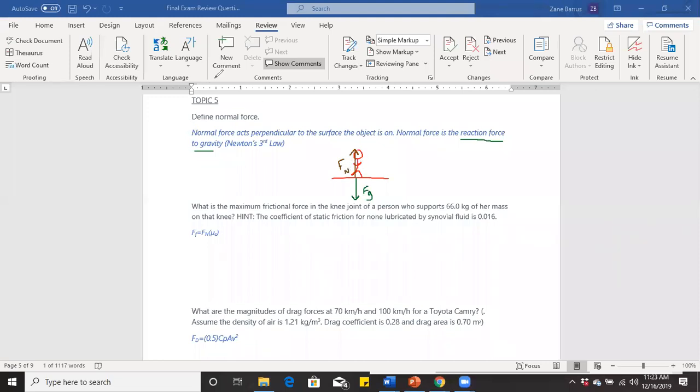Okay, so what I've written for you here is basically what I would say is the definition of normal force. Just remember, it always acts perpendicular to a surface, and it's also always acting in opposition to gravity. Okay, pretty easy stuff. Let's keep going.